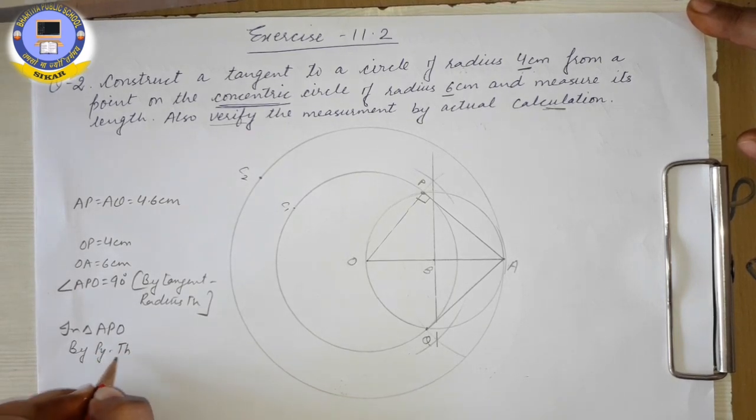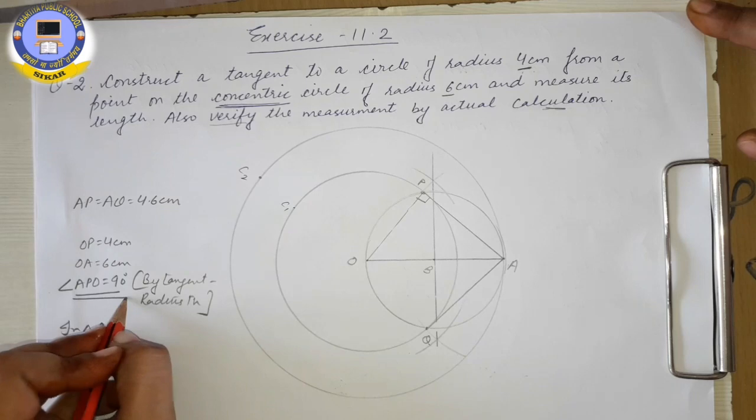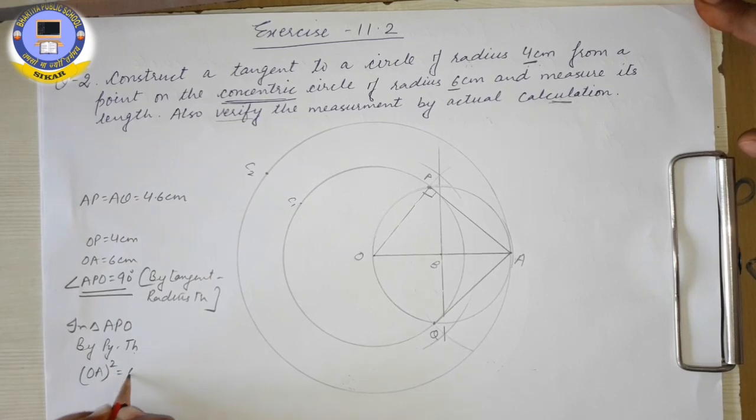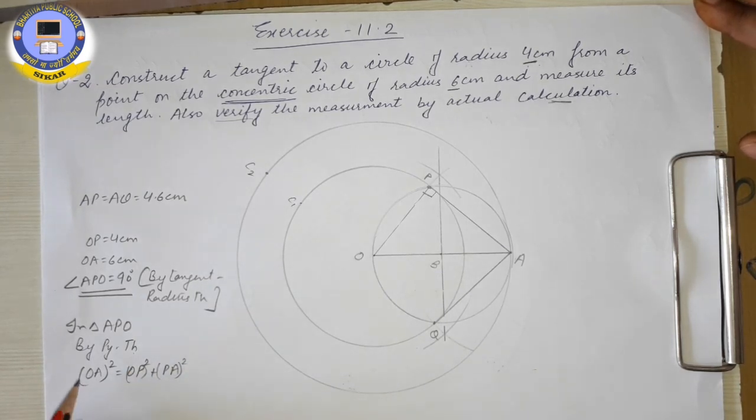How can we apply Pythagoras theorem? Because the triangle is a right angle triangle. So apply Pythagoras theorem. Hypotenuse OA square is equal to OP square plus PA square. Right? Now keep the values which are known to us. OA is equal to 6 centimeter, so 6 whole square. OP is equal to 4 centimeter, so 4 whole square, plus PA, we need to find.